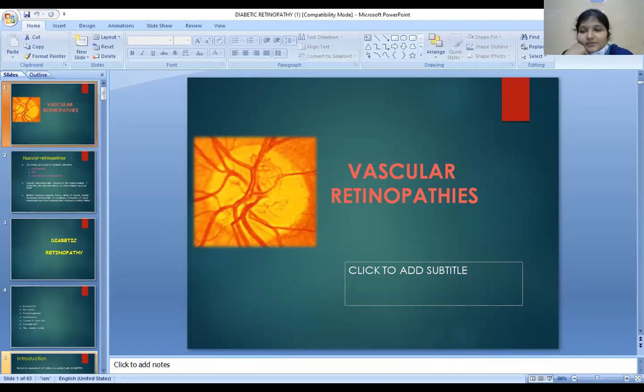What are the types of central retinal vein occlusion? Ischemic and non-ischemic. So what are the other names for ischemic and non-ischemic retinal vein occlusions? Which is hemorrhagic and which is venous stasis retinopathy?